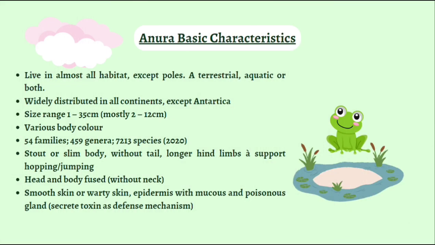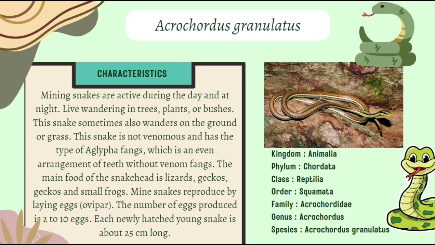Anura basic characteristics: they live in almost all habitats and are widely distributed on all continents. Body color varies, with a stout or slim body without tail, head and body without neck, smooth or warty skin, and epidermis with mucous and poison glands. These are the species that we found when sampling.